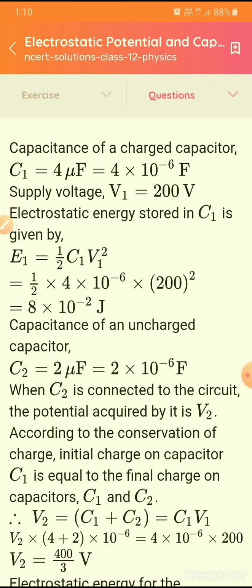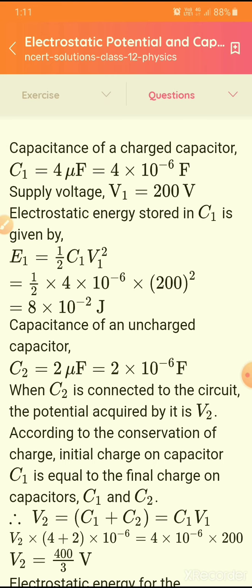So E1 is equal to half into C1 V1 squared formula. Substitute the values of C1, it will be 4 into 10 to the power of minus 6 and V1 value will be 200, the whole square. So final answer will be 8 into 10 to the power of minus 2 joules. Then we have to find out the capacitance of the uncharged capacitor.